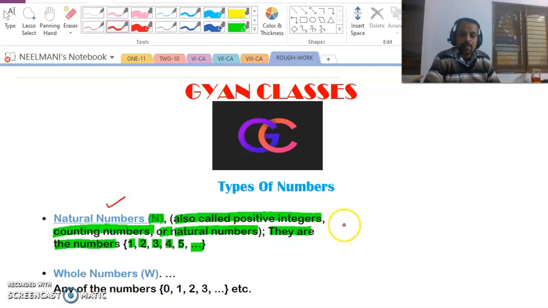You have to remember, my dear students, that the natural numbers are denoted by the capital letter N. It should be kept in mind that it is always denoted by capital N.